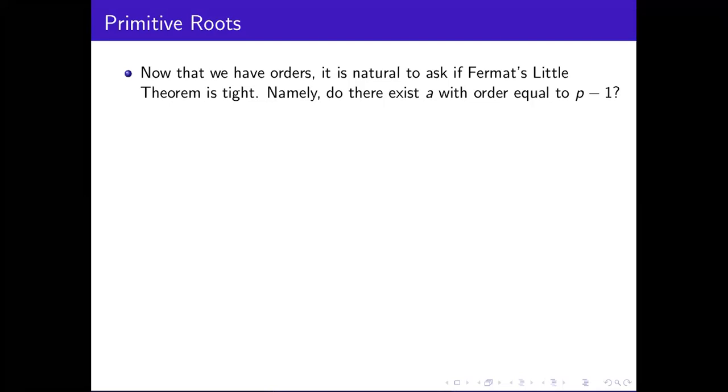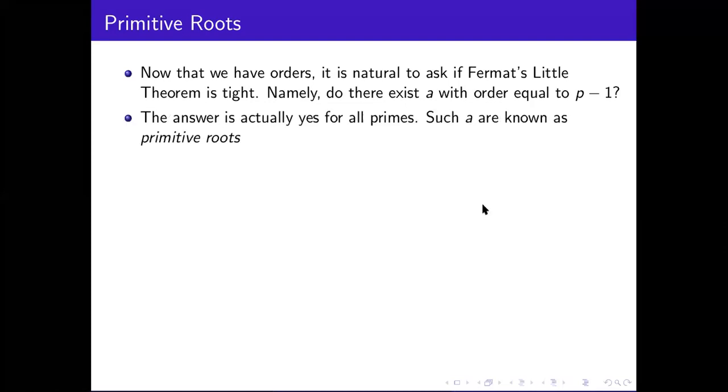Anyways, we just saw, for example, when a equals 2 and p equals 7, that 2 cubed suffices. The order was 3. So the natural question is, do there exist numbers with order equal to p minus 1? The answer to this question is actually yes. For any prime, there always exists a such that a to the p minus 1 is equivalent to 1, and no k less than p minus 1 satisfies a to the k is equivalent to 1. Such a are known as the primitive roots of p.